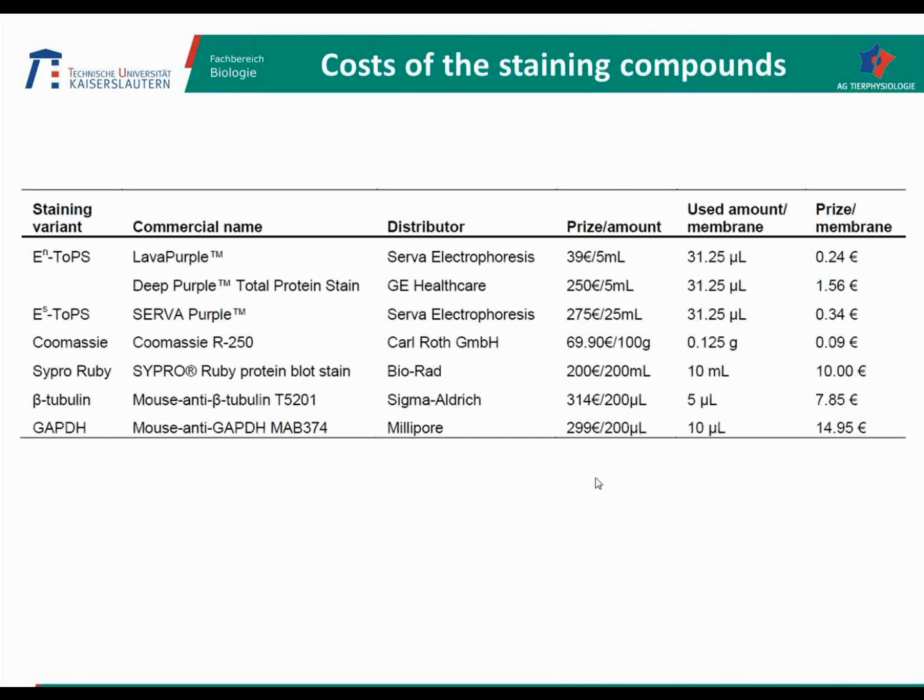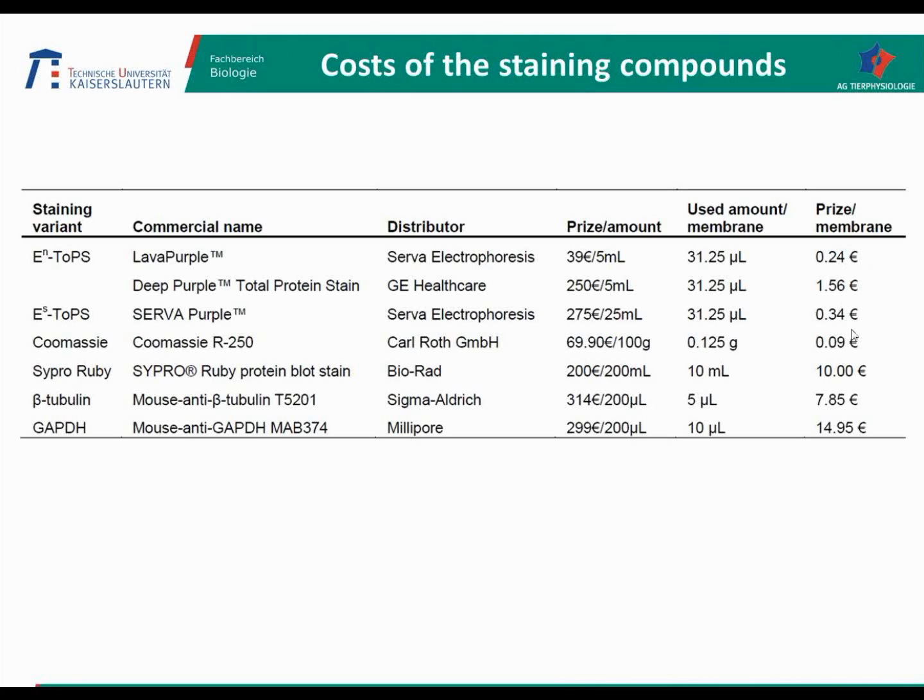You know, prices can change very fast, so this was the situation when we bought the material 1 to 2 years ago. I don't know if this is still the case. What is shown here are the prices for the amounts that can be bought, but then I calculated how much we need and how much it costs when you stain one membrane. So this is the one that you can compare. You have one base, you can compare the different staining variants better to each other, and you see that the fluorescence stainings are not that expensive.